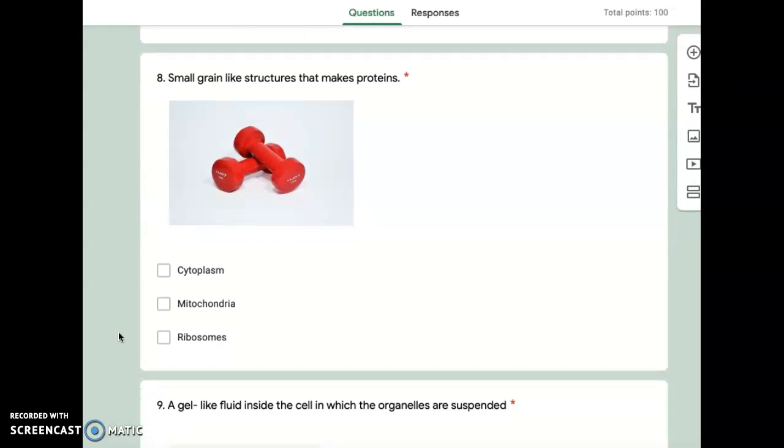Number 8. Small grain-like structures that make proteins. Cytoplasm, mitochondria, or ribosomes?